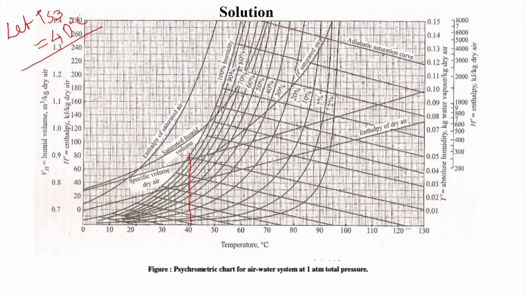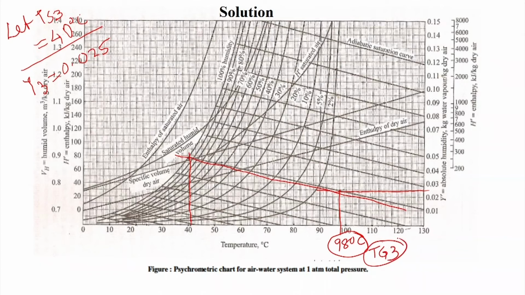and then Y3 is given as 0.025, that is already given. So, 0.025, let us take this line, and 0.025 this line. Here you see, let us take this as 98 degree Celsius. So, that is Tg3.